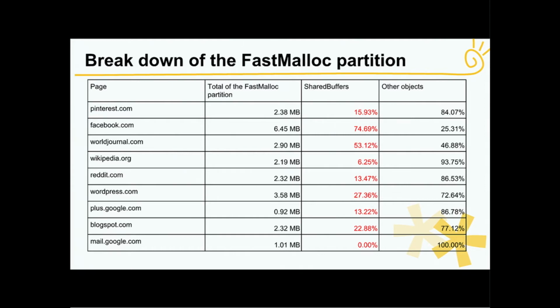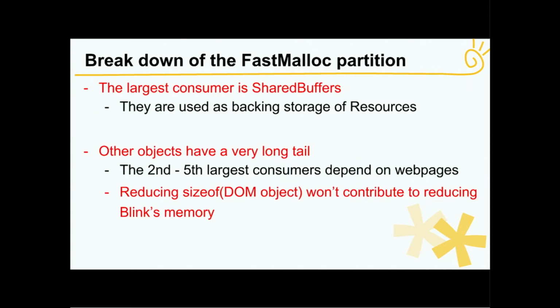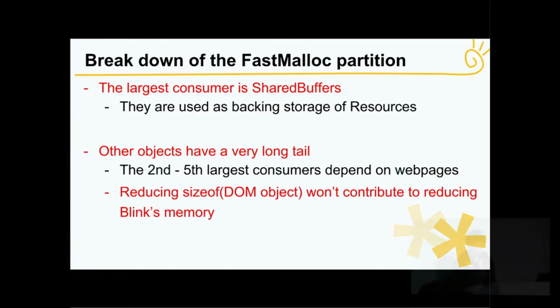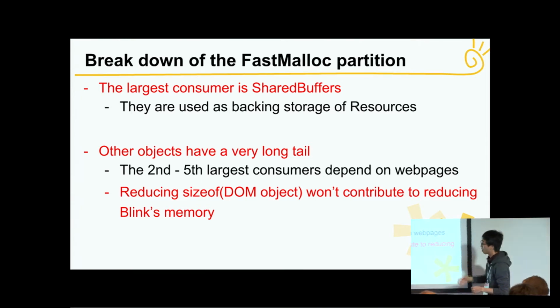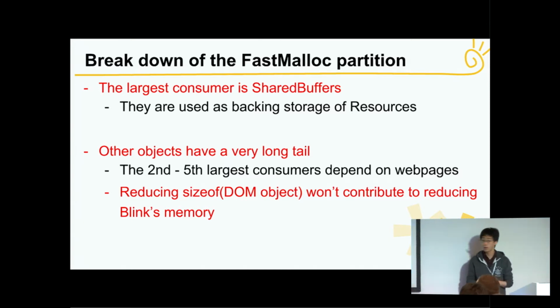So this is the breakdown of the fast malloc partition: shared buffers and all other DOM objects. As you can see, the largest consumer is shared buffers and a bunch of other objects. So in summary, the largest consumer in the fast malloc partition is shared buffers, used as backing storage of resources. And other objects have a very long tail. The second to fifth largest consumers totally depend on web pages. And this means that reducing the size of DOM objects won't contribute to reducing the renderer's memory.